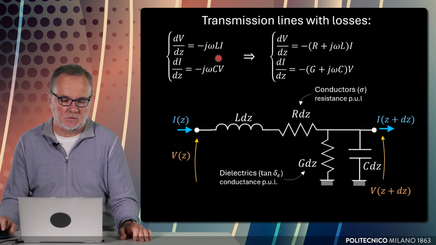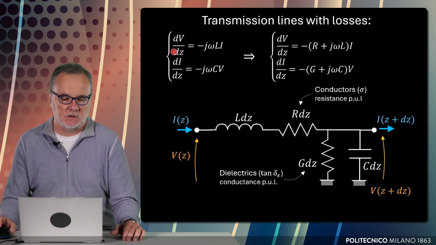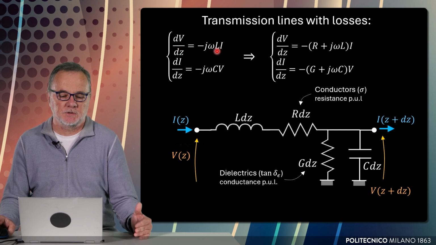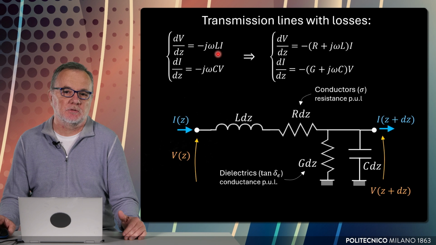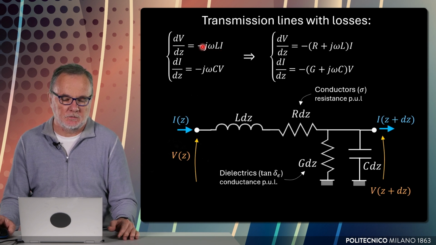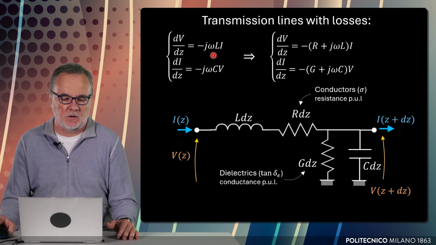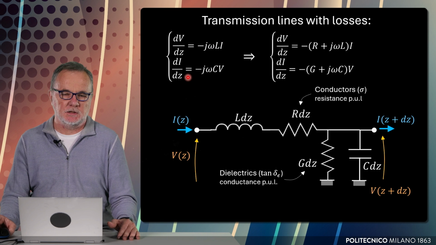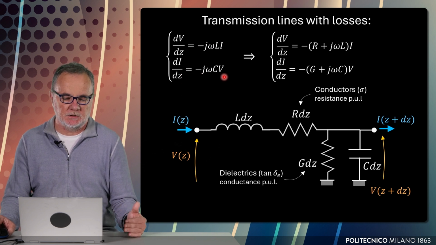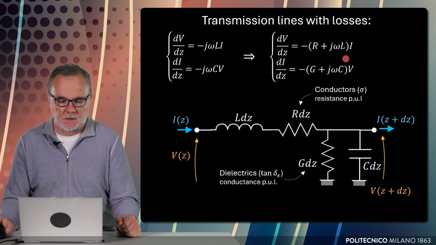These are the equations that correspond to the circuit in which losses are not present, which describe the z derivative of voltage and current in terms of, as you see, an imaginary contribution, because it relates the current to the variation of voltage by an imaginary impedance, which is j omega L. And similarly, the variation of I with respect to z is related to the voltage by an imaginary admittance j omega C. So how do we modify this circuit to account for losses?